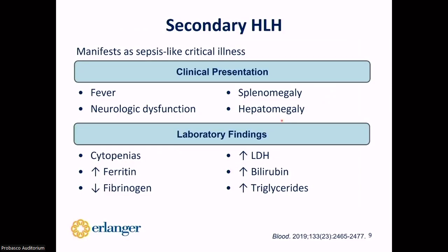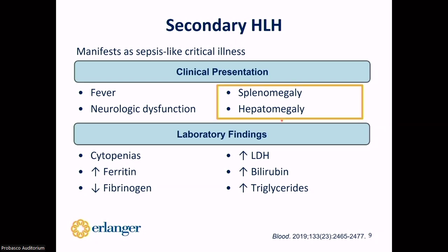So with that, let's talk a little bit more about the more phenotypical presentation of adults with secondary HLH. Like I said, this manifests as a sepsis-like critical illness. Fever is present in almost all cases of HLH. Neurologic symptoms occur less often in patients with secondary HLH as opposed to primary, but are still common in up to 25% of cases. This will often present as seizures or general encephalopathy.